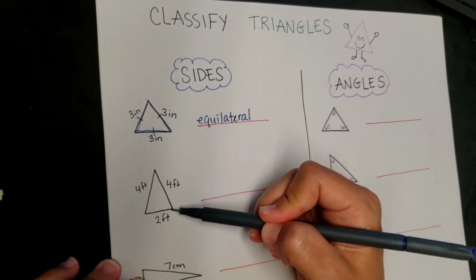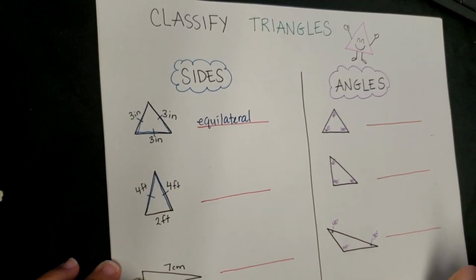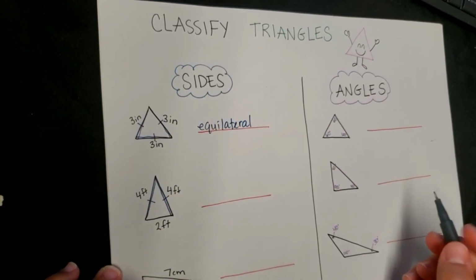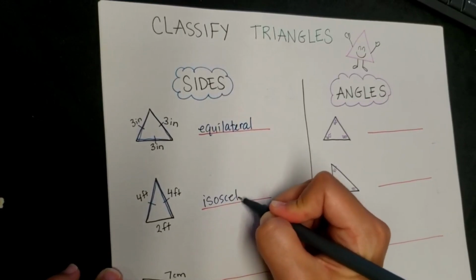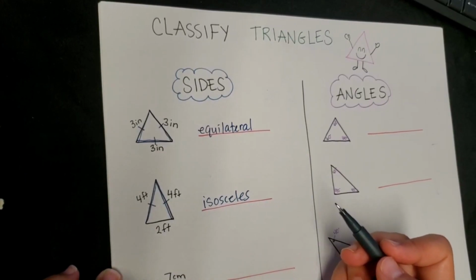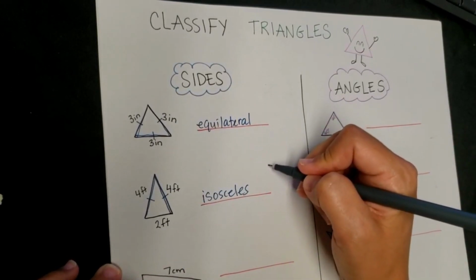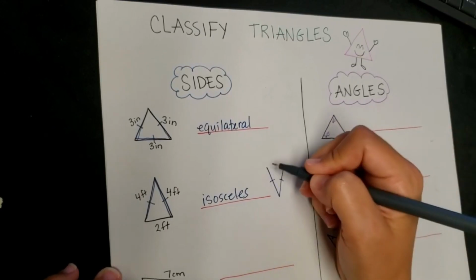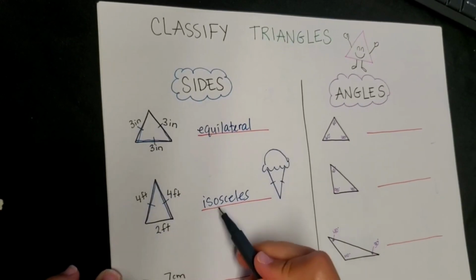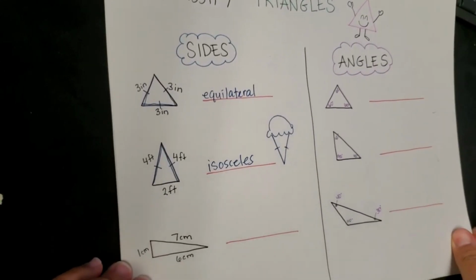Our second triangle, and again we're still looking only at sides, has 4 feet, 4 feet, 2 feet. So we have this side and this side that are congruent to each other. We have 2 sides that are equal, or 2 sides that are congruent. When a triangle has 2 congruent sides, it is called an isosceles triangle. For this, I like to think of the word ice cream, like an ice cream cone. This kind of looks like an upside down ice cream cone. If you think of an ice cream cone, it looks like an isosceles triangle, and then of course your ice cream on top. So if it looks like an ice cream cone, isosceles.